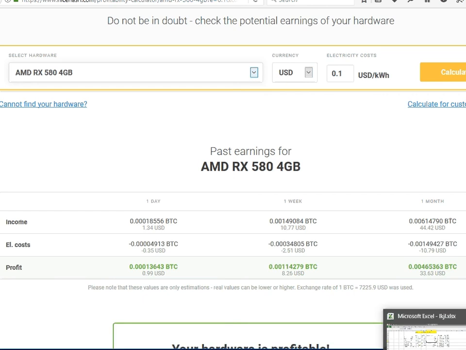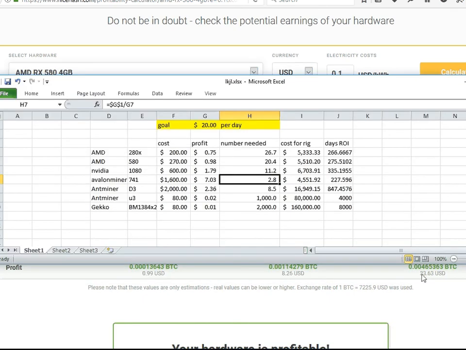Now, using this information, you may want to do some calculations depending on what your goals are, what you could be earning. If you're trying to earn $20 a day, this translates into, looking at the cost, looking at what the profit per day would be, the number that you'd be needing. Like an Avalon miner, you'd need almost three of those to earn $20 a day.